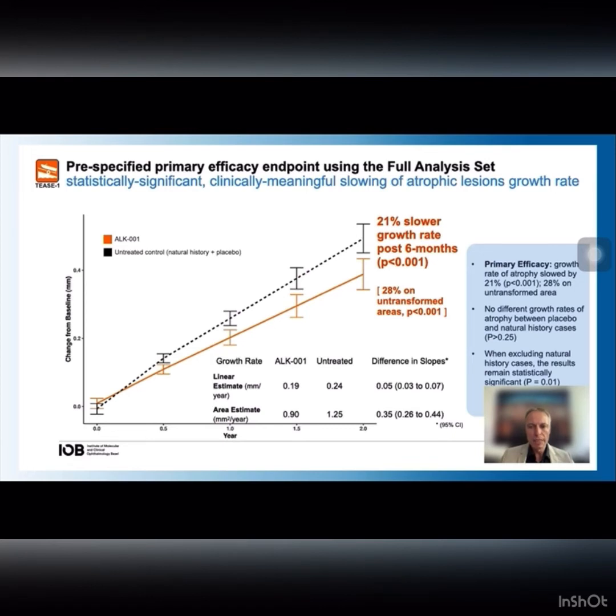Of note, there was no difference in the growth rates of atrophy between placebo and natural history. Furthermore, when excluding all natural history cases, the results remained statistically significant. When using untransformed areas, the effect size was even 28%.